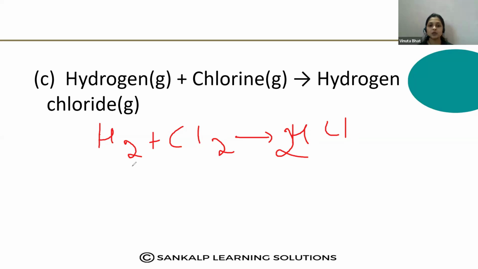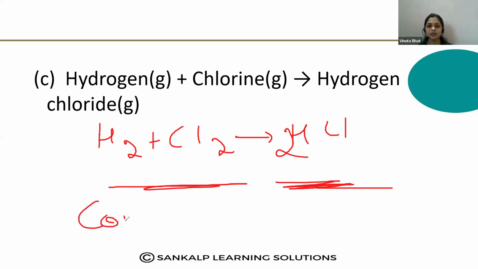What type of reaction is this? There are two reactants, they are giving only one product. So two reactants giving one product, what type of reaction is that? That is the combination reaction. It is combination reaction.